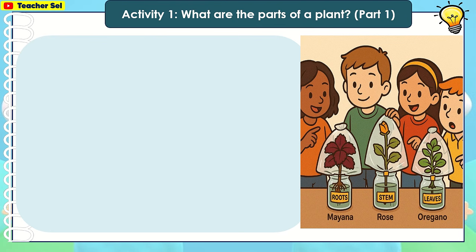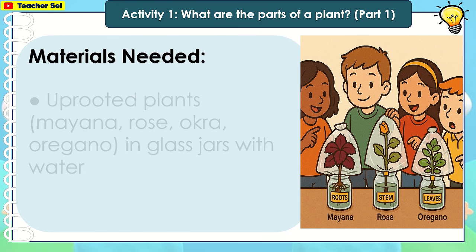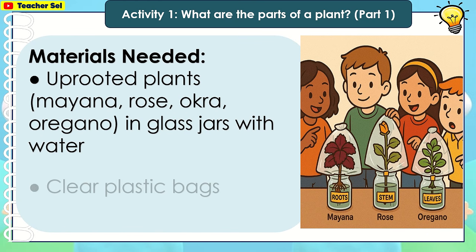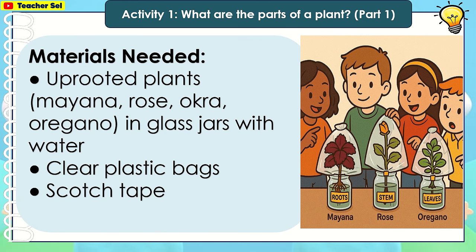Let's have activity 1. What are the parts of a plant? Part 1. Here are the materials needed. The duration of the activity is good for 25 minutes.